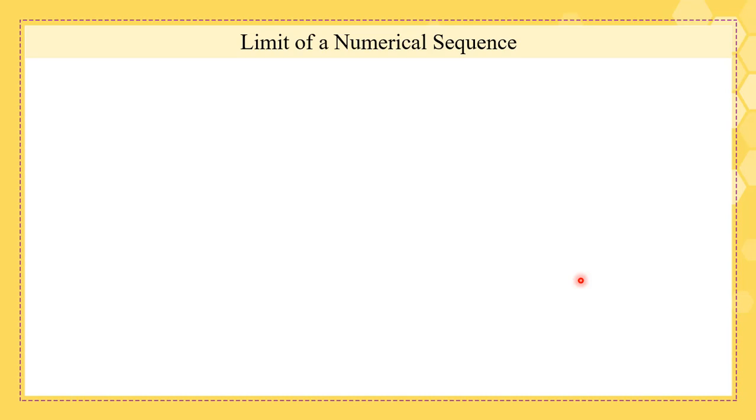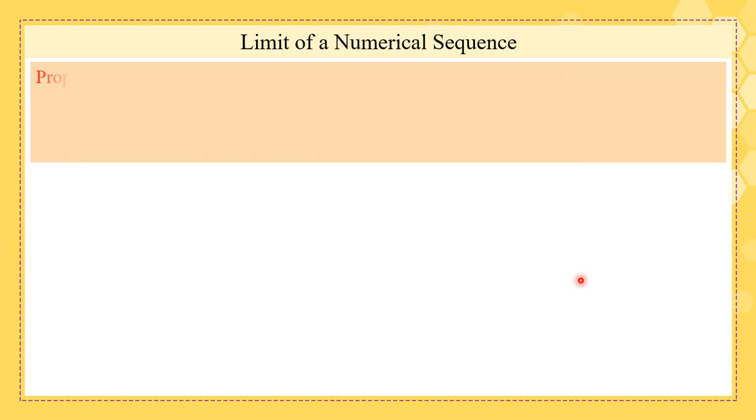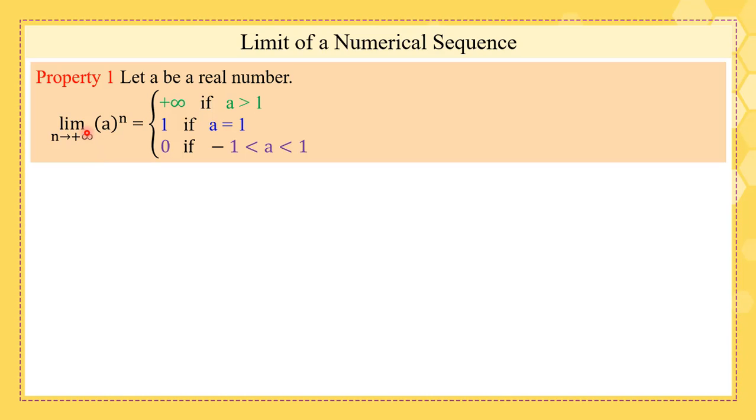Now let's go on talking about property 1, a is a real number. In general, the limit of a to the power n as n tends to plus infinity. By the way, in case of sequences, we always find the limit at plus infinity. We cannot find the limit at minus infinity or at a point, because in this case, n is a rank, and n should tend to plus infinity.